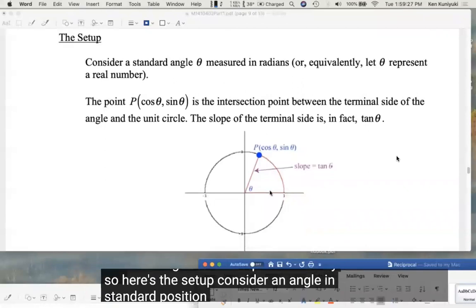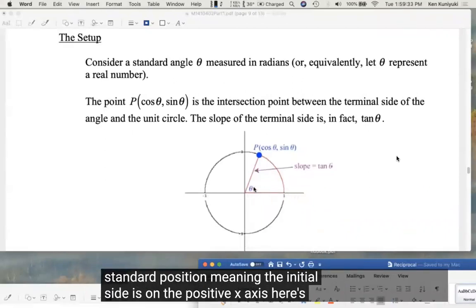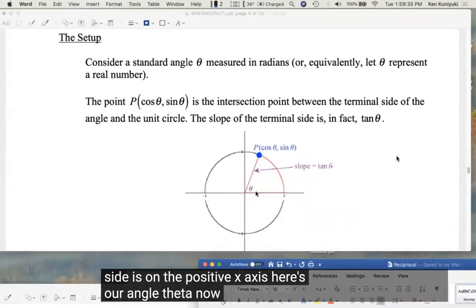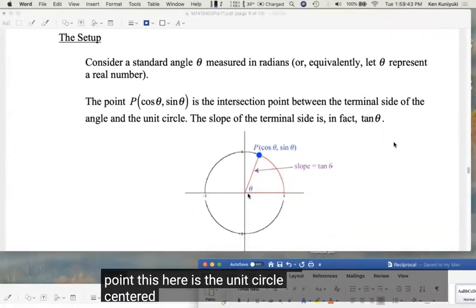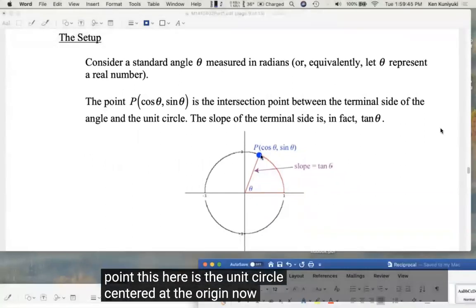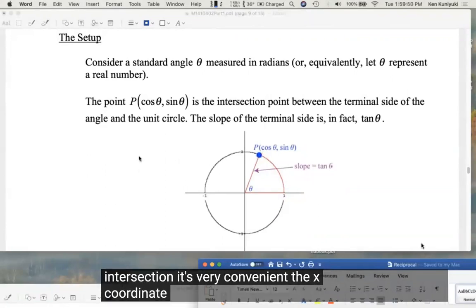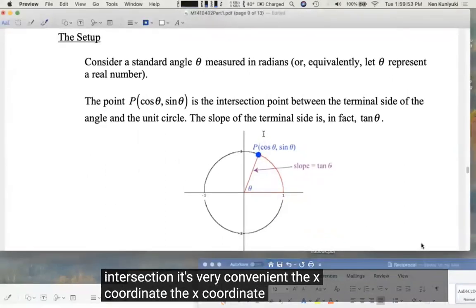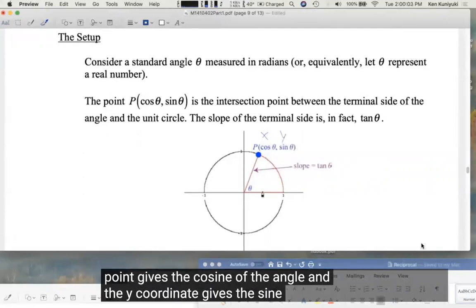Consider an angle in standard position, meaning the initial side is on the positive x-axis. Here's our angle, theta. Now, the terminal side intersects the unit circle here at a point. This here is the unit circle centered at the origin. Now, this point of intersection is very convenient. The x-coordinate of this point gives the cosine of the angle, and the y-coordinate gives the sine of the angle.